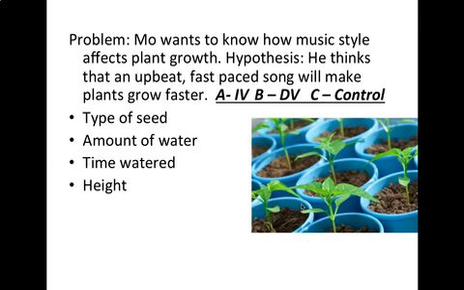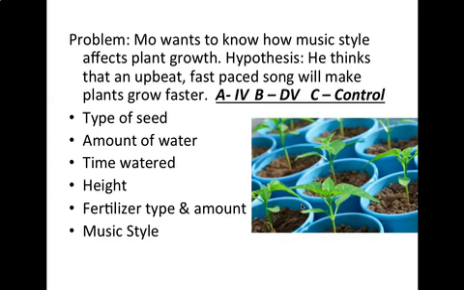Good. The height. No, sorry. Good clarification. No, the height of the plant. Yeah, that's what I'm measuring. That's my dependent variable. That's what hopefully will have an effect based on my independent variable. The fertilizer type and amount. Yeah, I'd want to control for that. Good. The music style. Excellent. The independent variable. And the music volume.